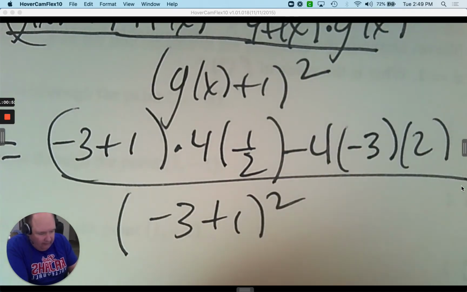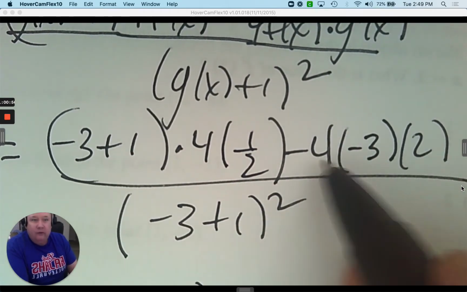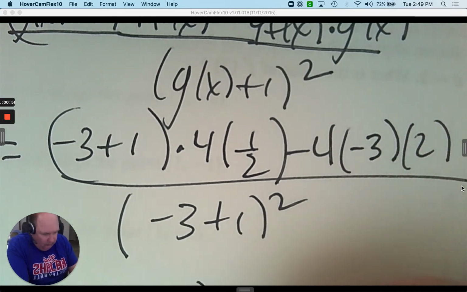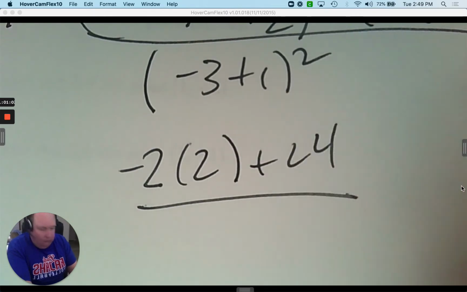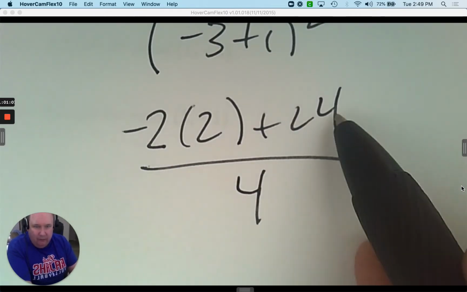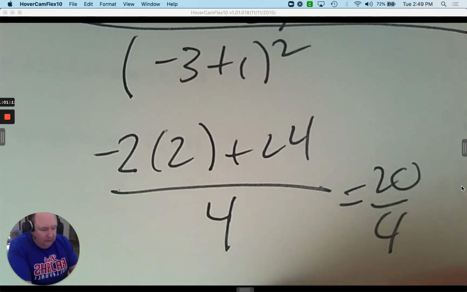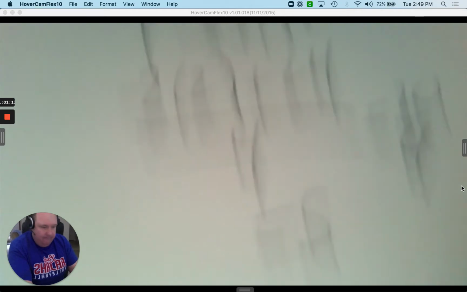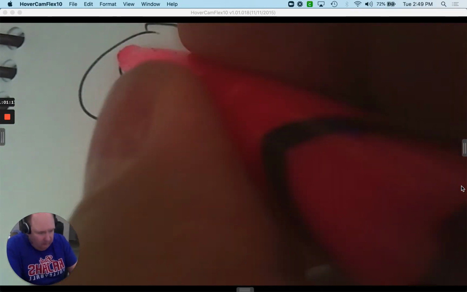So this is negative 2. Half of 4 is 2. This is 12 times 2, 24. This is negative 2 squared, which is 4. We're almost there. Negative 4 plus 24 is 20 divided by 4. So the answer is 5. There's the answer. And we're done. Number 40.